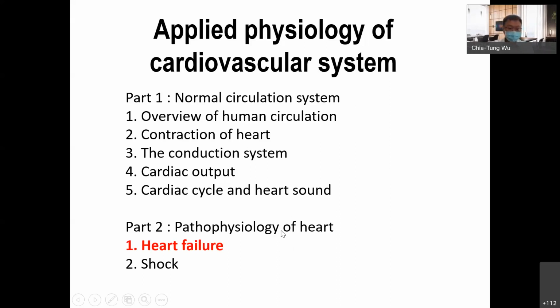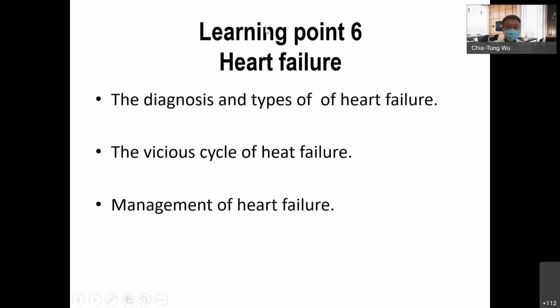Okay, then we move to the second part, heart failure. That means our heart cannot pump out our blood effectively. And the learning points here include the diagnosis and types of heart failure, the vicious cycle of heart failure, and also the simple management of heart failure.